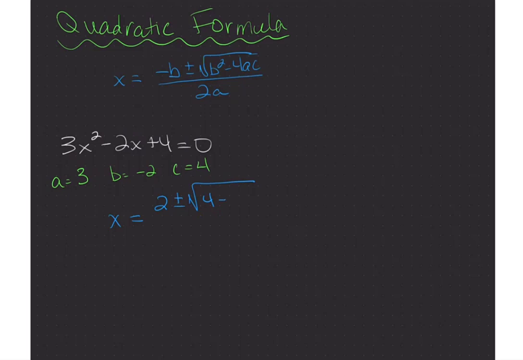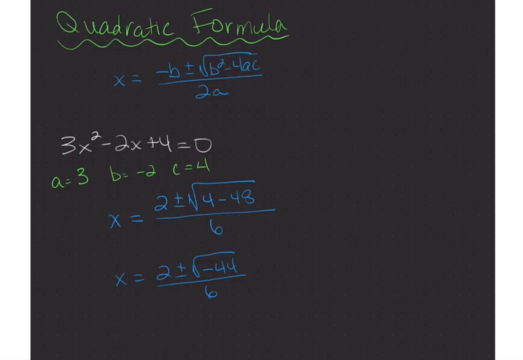Minus 4, we're going to do it this way, 4 times a. 4 times a is 12. 12 times 4 is 48. So minus 48 all over 2a, so 2 times 3 is 6. So now we're just going to simplify this down. 2 plus or minus the square root of 4 minus 48 is going to give us -44 all over 6. So back in the day when we were in Algebra 2, we're like, oh, no solution, can't do it, moving on to the next problem.